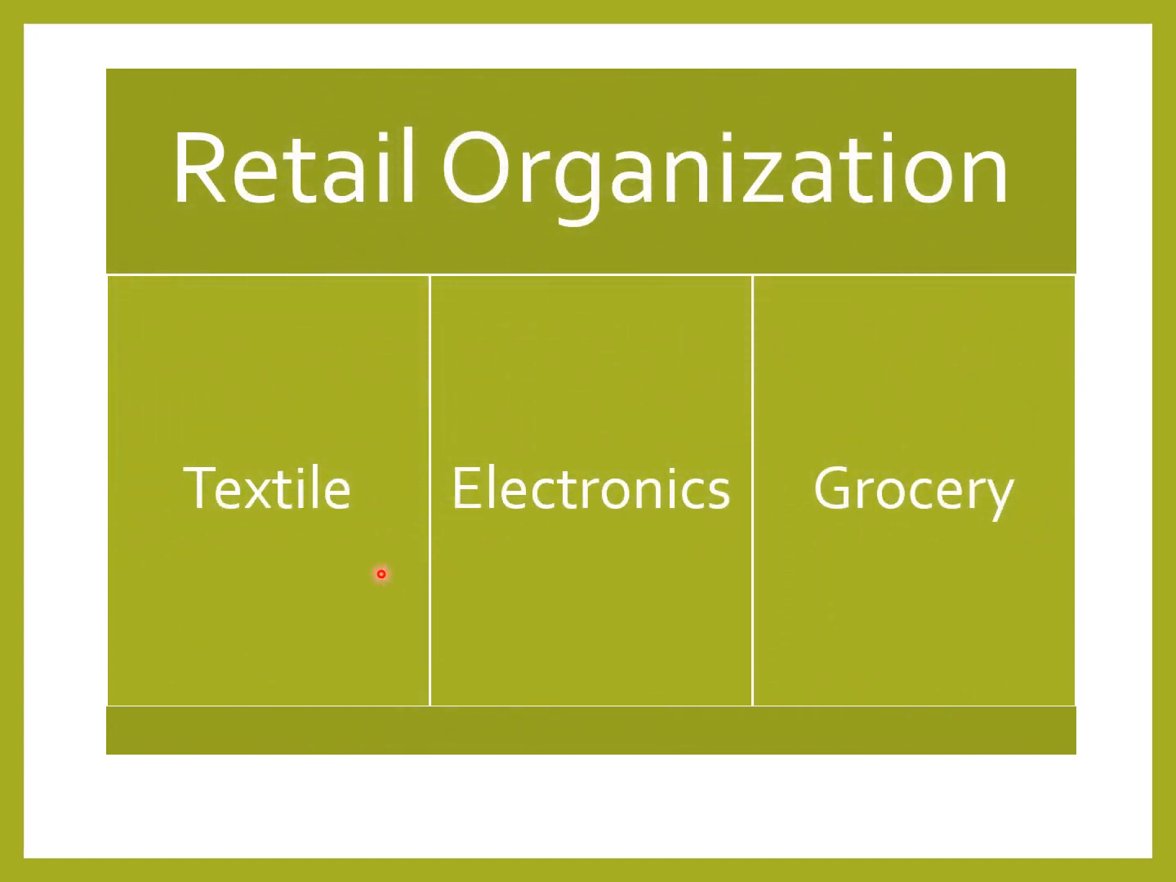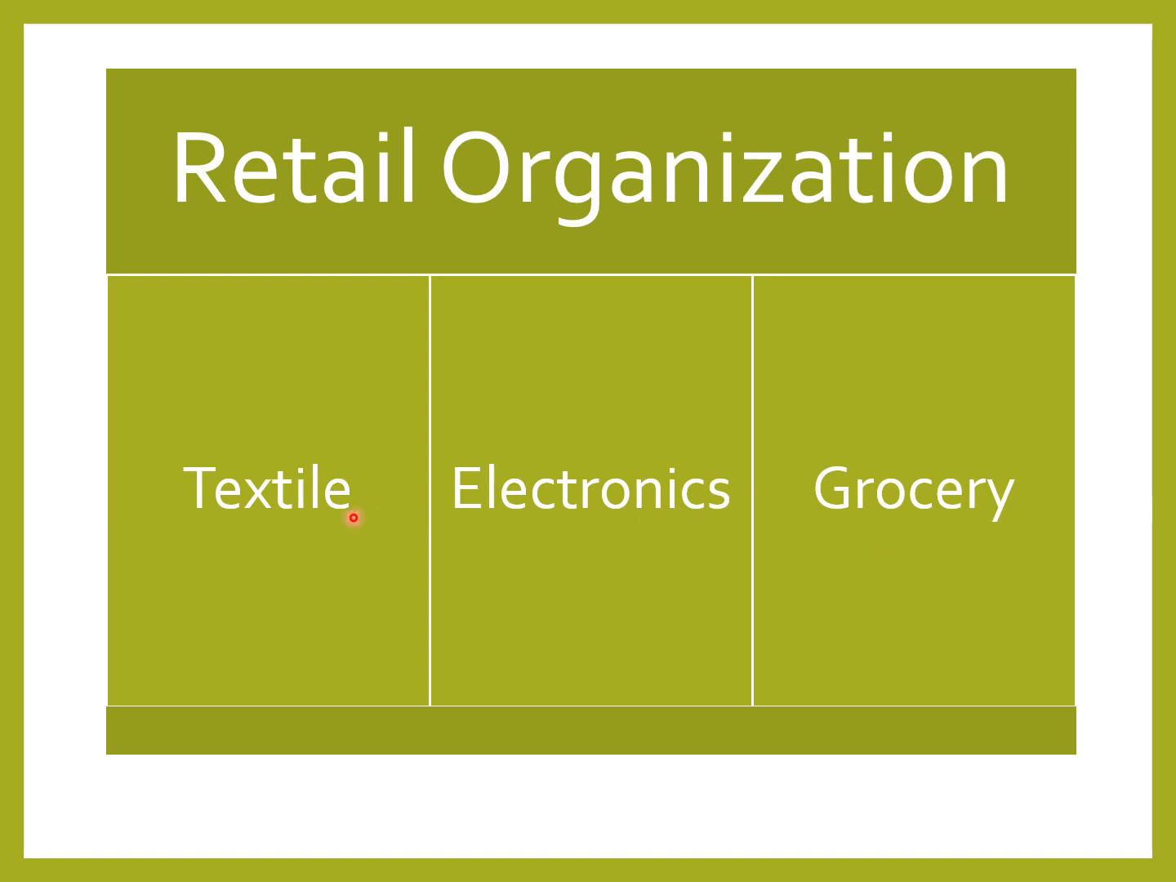See, example, students, a large retail organization will have many departments, but here I have just given an example of 3. First department deals with only textile products like shirts, pants, chudidar, sari, etc. Second department deals with electronic items like TV, fridge, or it can be mobile phones, or it can be audio, video products, etc. Third department deals with grocery like provisions. All food items will be dealt by grocery department.